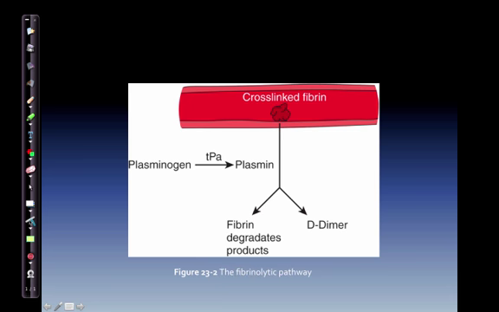Cross-linked fibrin, and this is the fibrinolytic pathway. So this is the actual clot here. And the only thing that we need to do is take plasminogen and make the active form of plasmin. So what TPA does, tissue plasminogen activator, is it activates the plasminogen into plasmin. And then what that does is it breaks down the fibrin links in the clot.